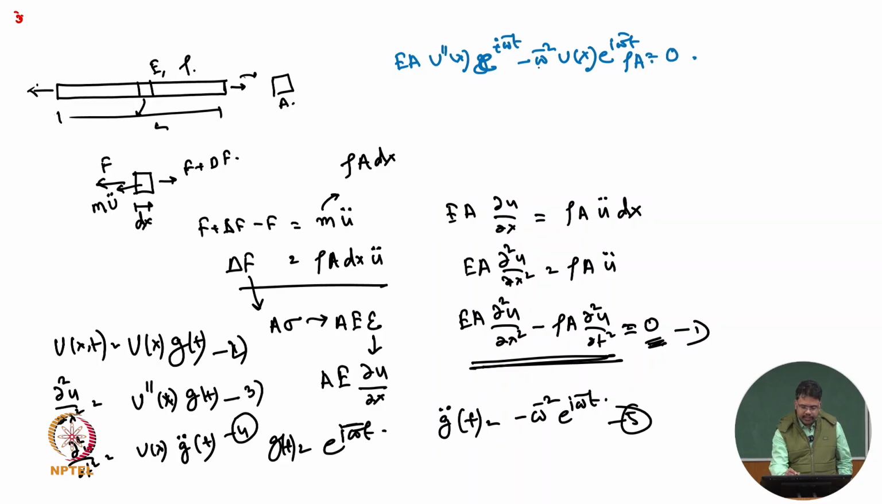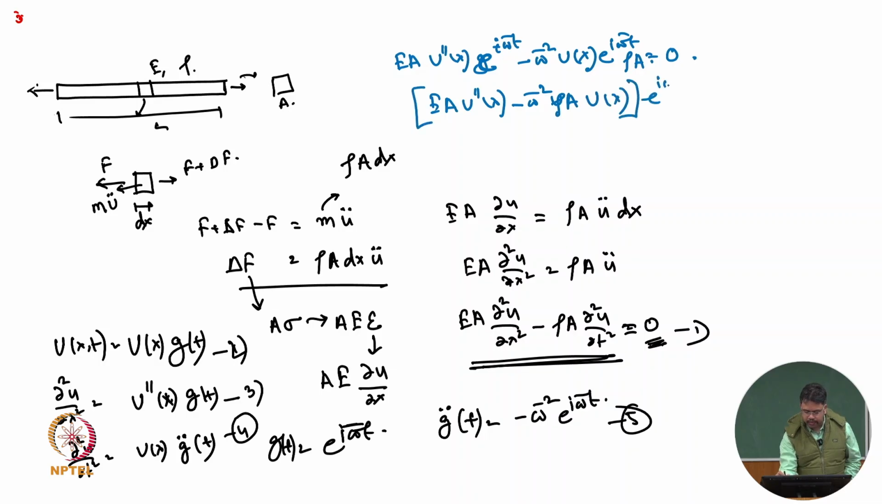So now you can obviously see that e to the power of I omega bar t can be cancelled out, or maybe you can just say that EA U double dash X minus omega bar square rho A into UX, this full thing is multiplied by e to the power of I omega bar t, that is equal to 0. And definitely e to the power of I omega bar t is not equal to 0. There is no doubt on that. So you can say that this portion is equal to 0. Agreed? That this part is becoming 0.